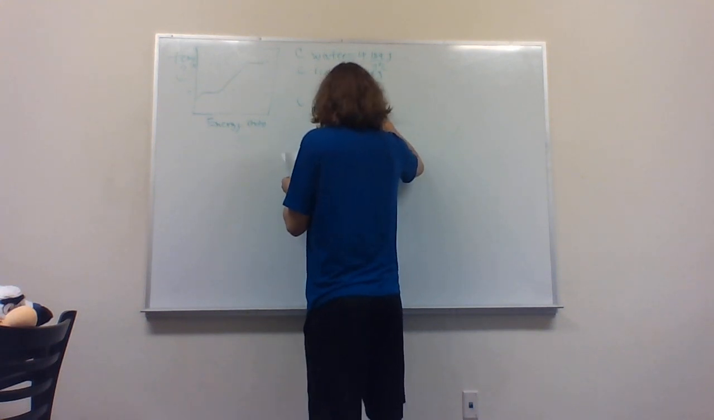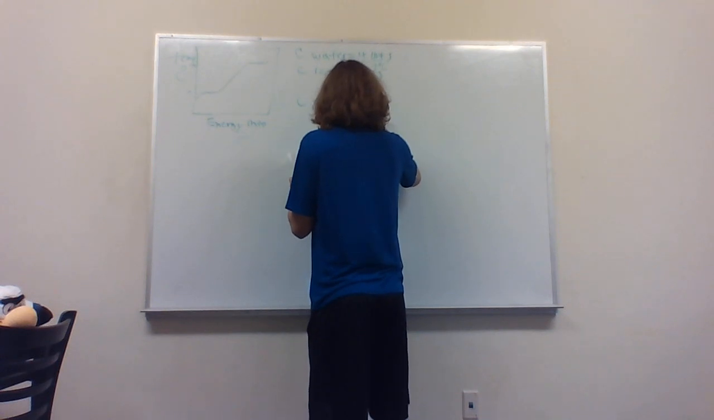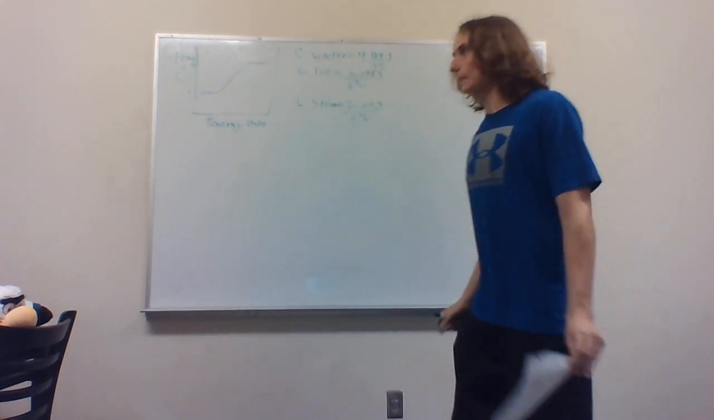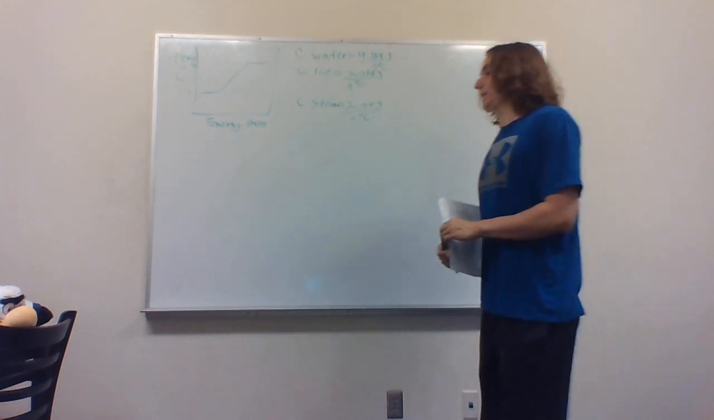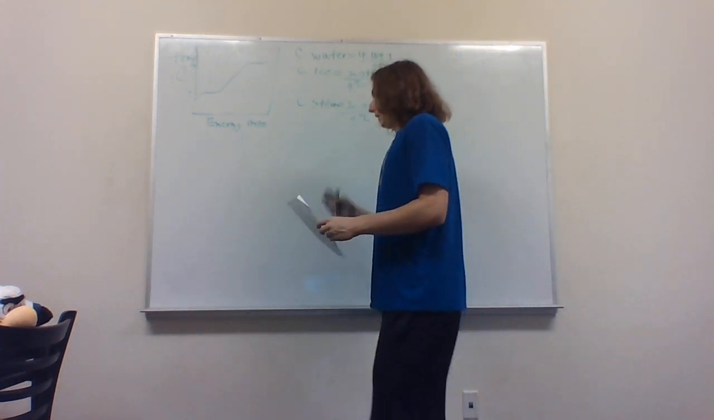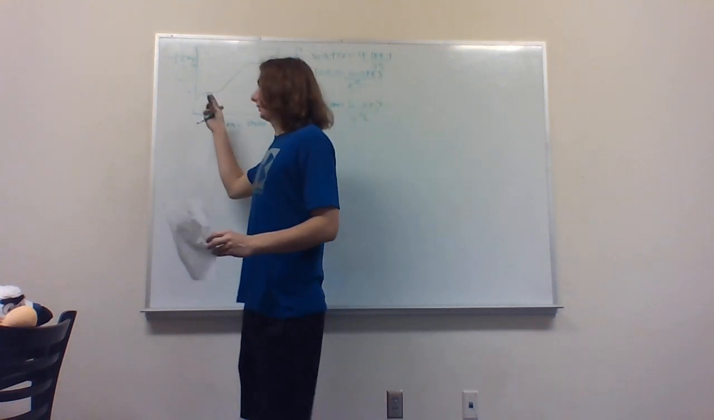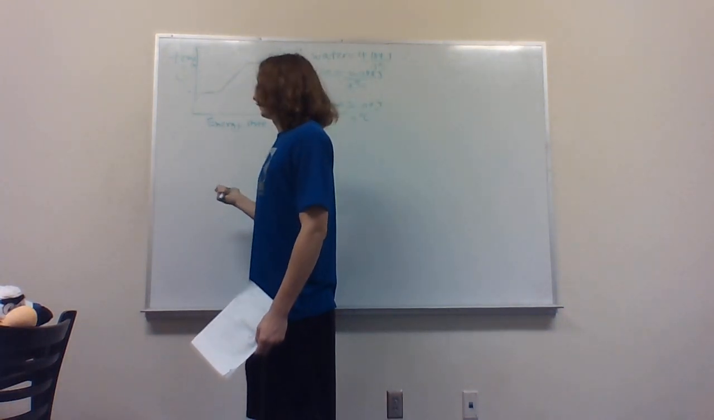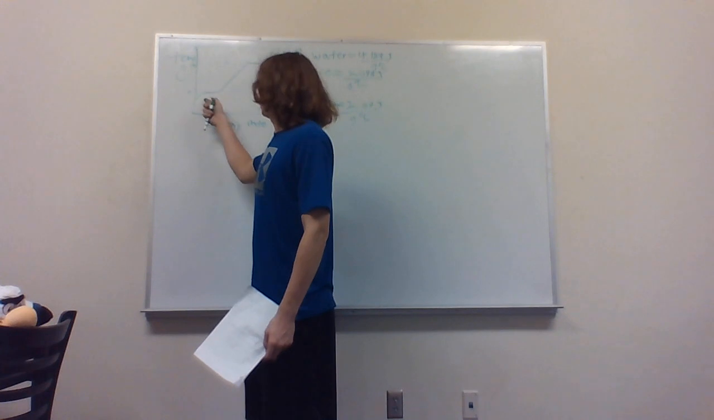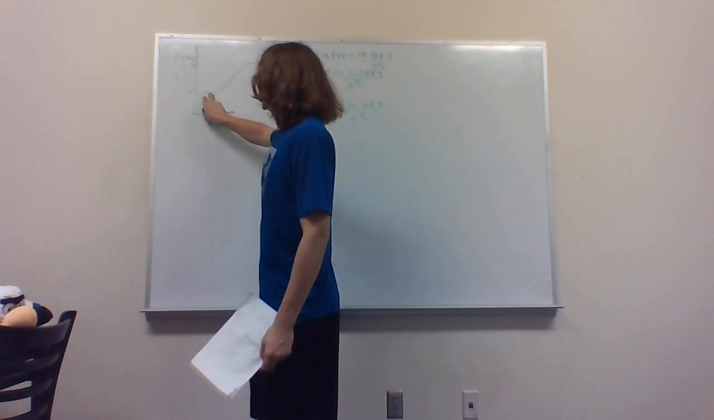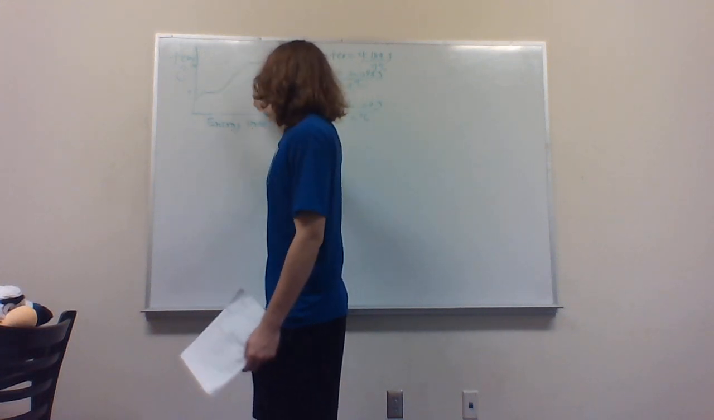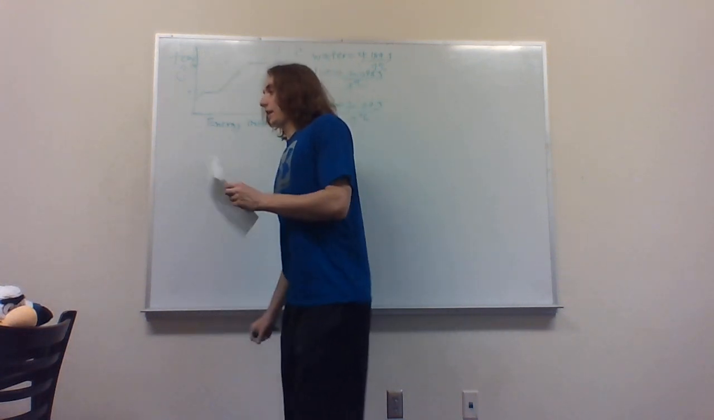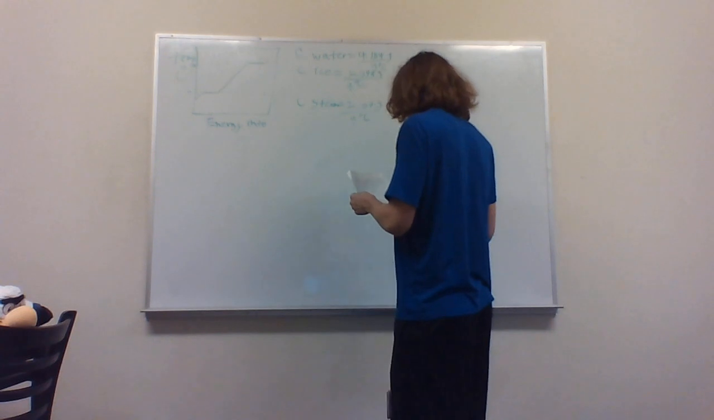Specific heat of steam is 2.09 joules per gram Celsius. And just two more bits of information we need to know. We need to know how much energy is required to convert from ice to water. So right here, we need to know how much energy is being applied right here. We also need to know how much energy is required to convert water to steam. So right here.